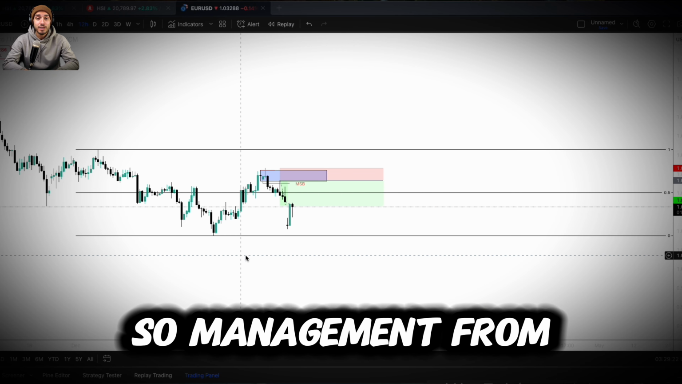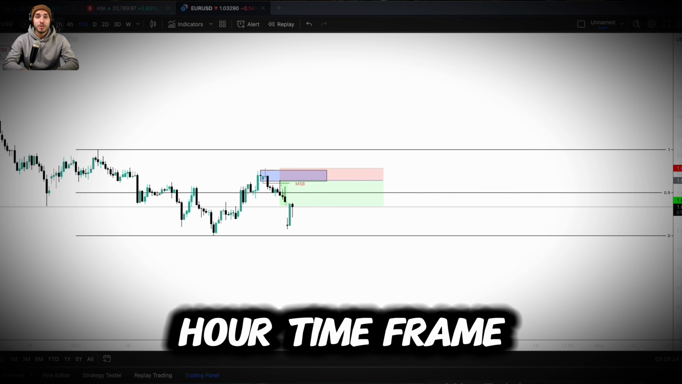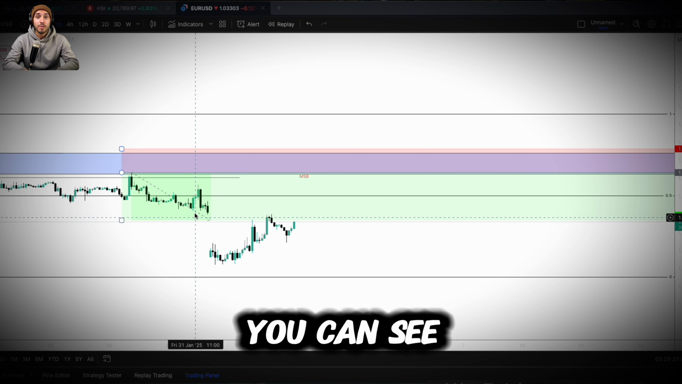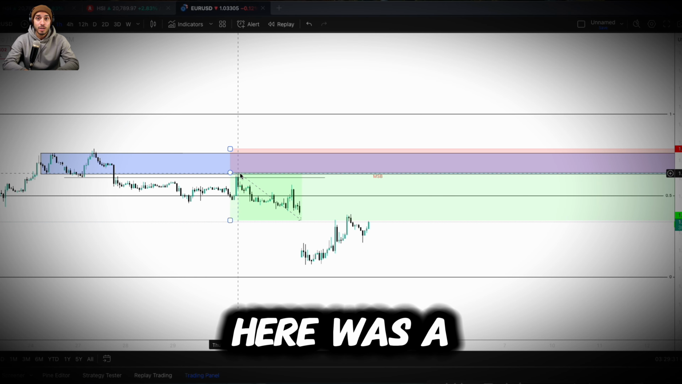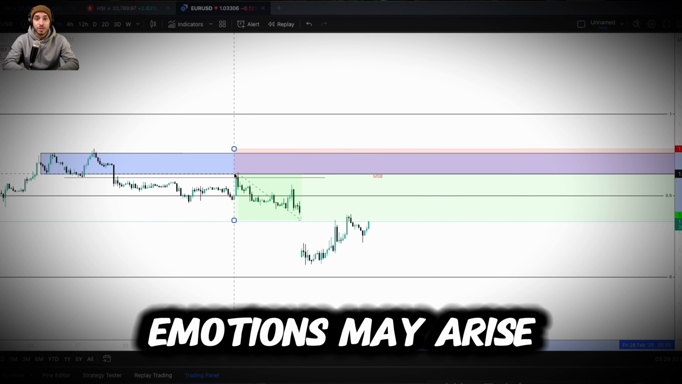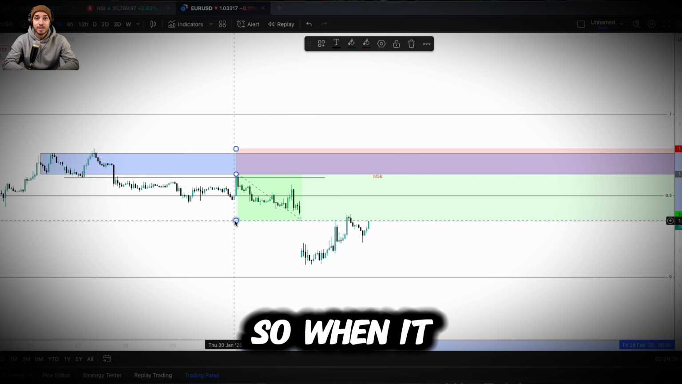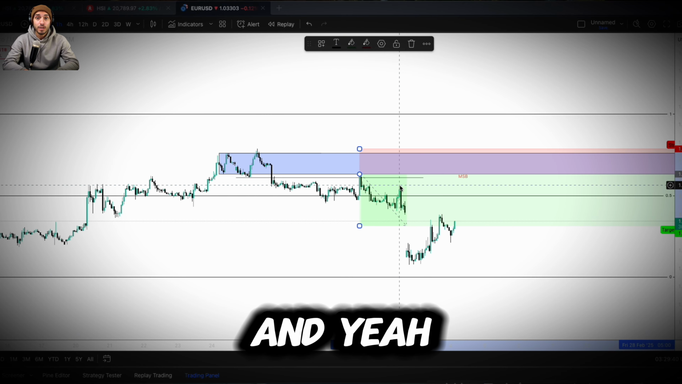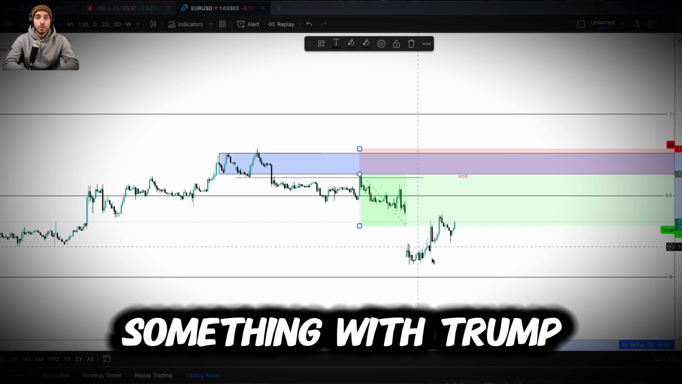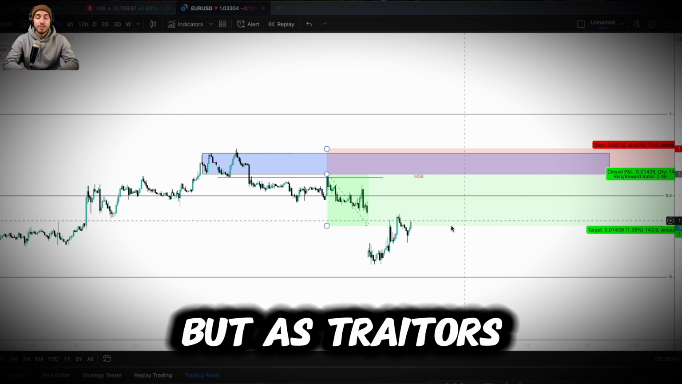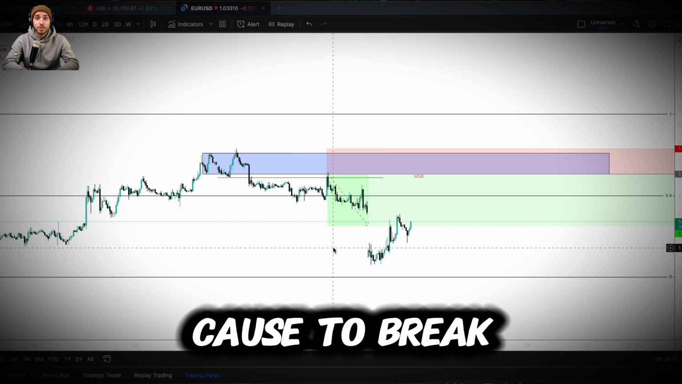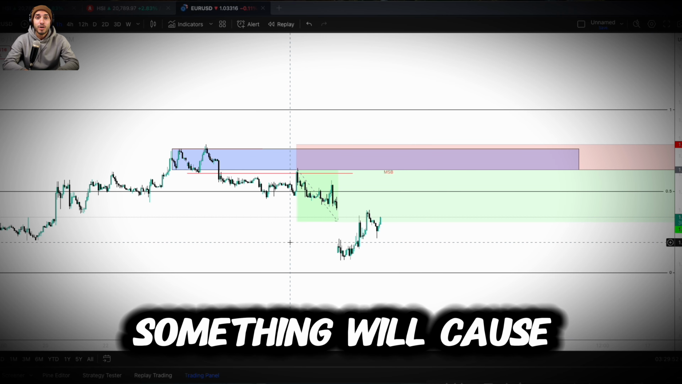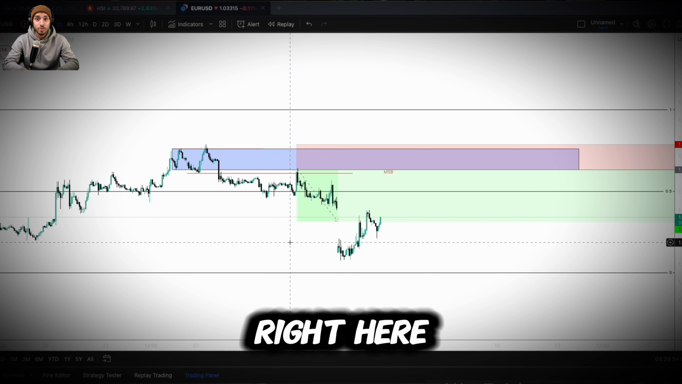So, management of the trade: if I go to the 1-hour time frame, you don't have to do much. Price broke down, hit the level, you can see the level, and then it sells off here. There was a little bit of a bigger pullback. Emotions may arise, but you have to trust the system. So when it comes up here, it was just a little pullback, and then we can see the drop over the weekend. I think it had something to do with Trump, but as traders, we don't care what causes it to break down or break into our direction, as long as we know that something will cause it. And this is exactly what happened right here.